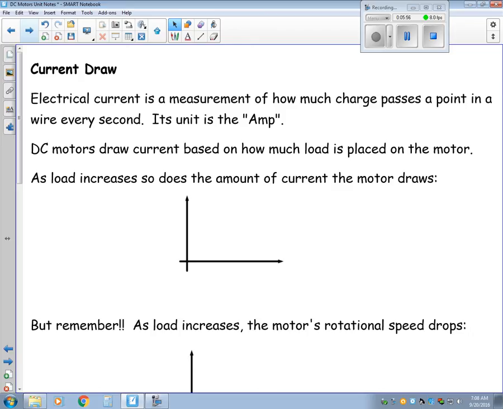Now, a DC motor draws current based on how much load is placed on the motor. As the load increases, the amount of current draw increases as well. So if I make a graph of current, and we use a capital I for current, versus the load, and load is torque, so it's measured in Newton meters, what we would see is a direct relationship between the load and the current. So as I increase the load on this motor, the current that the motor draws from the battery increases as well.